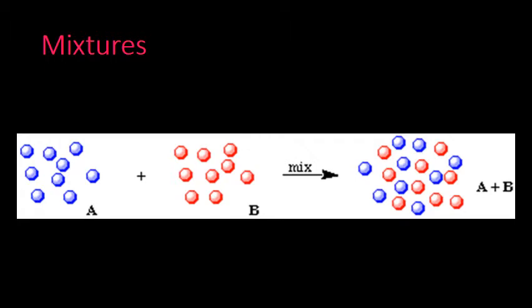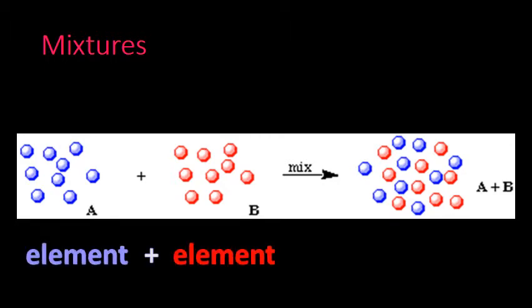In this picture, I show element A, which are all blue, mixed with element B, which are all red. So we have an element plus an element gives us a mixture of A and B. They are not bonded together. They're just all mixed together.